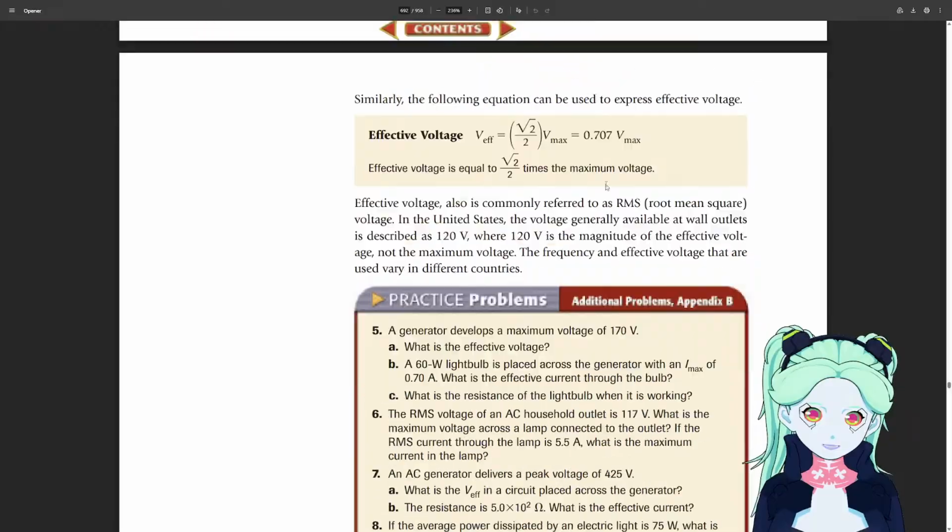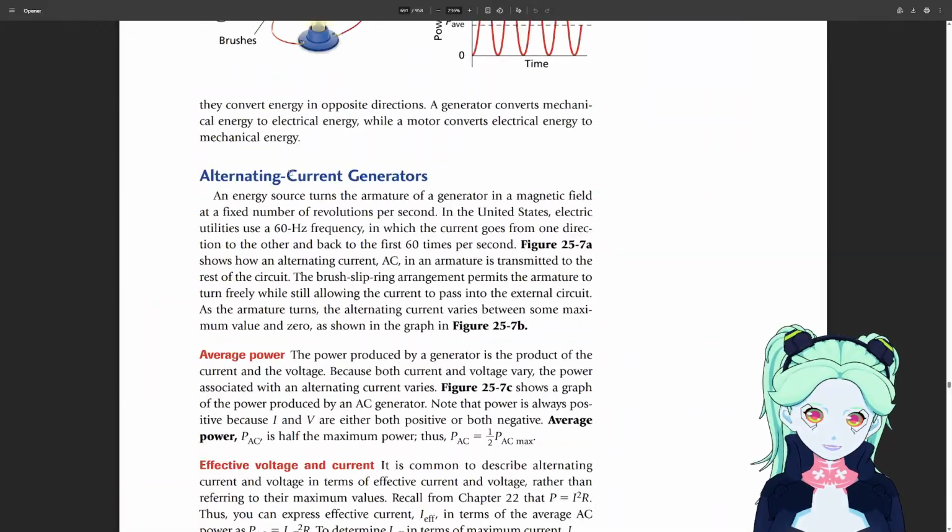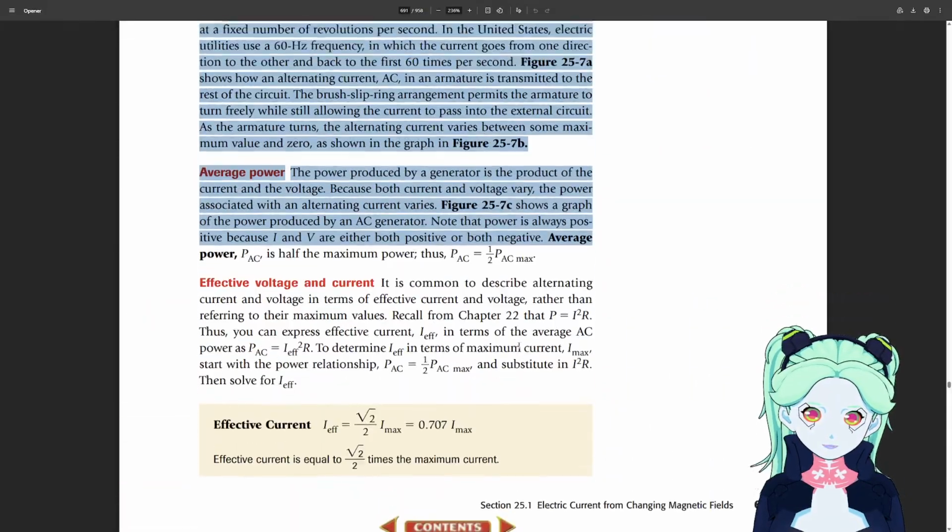Okay. Is this it? Okay, we just have to read this part, and we're done. We read this last thing, and then we're done.